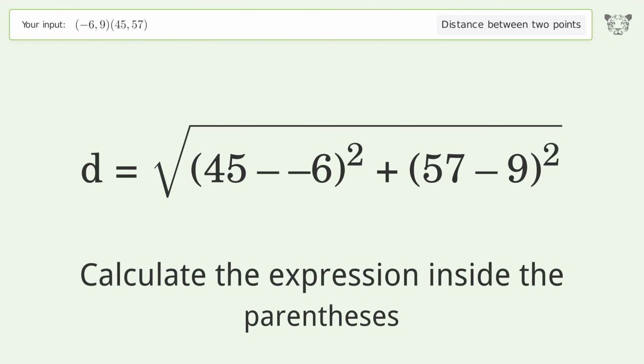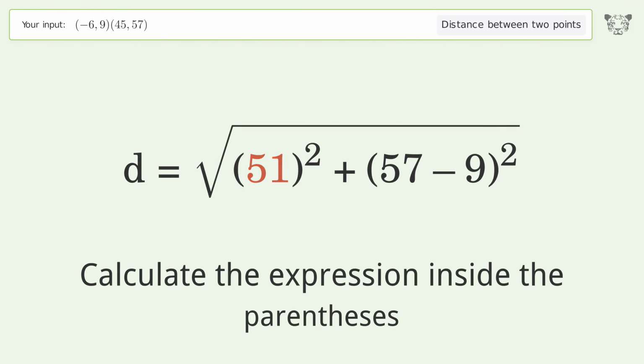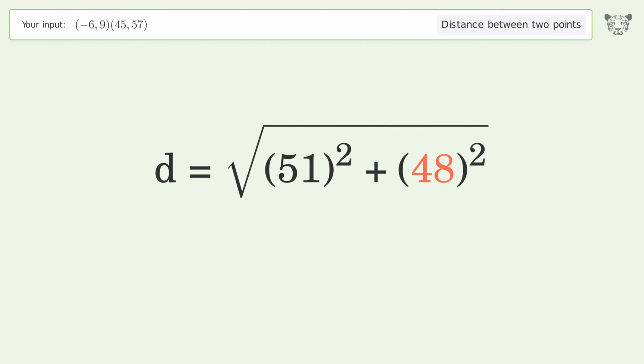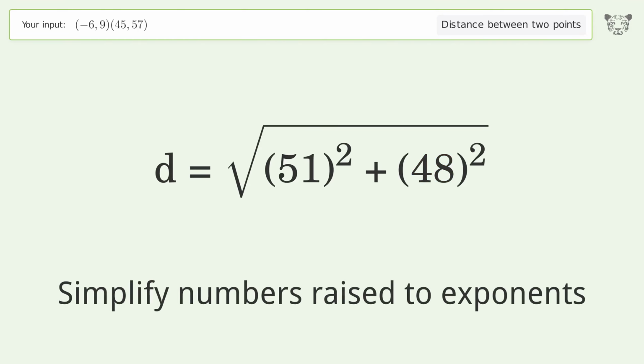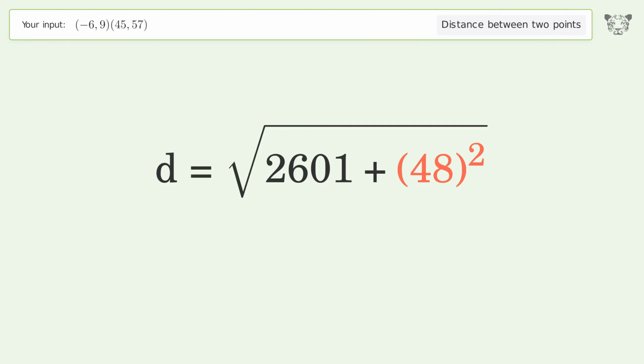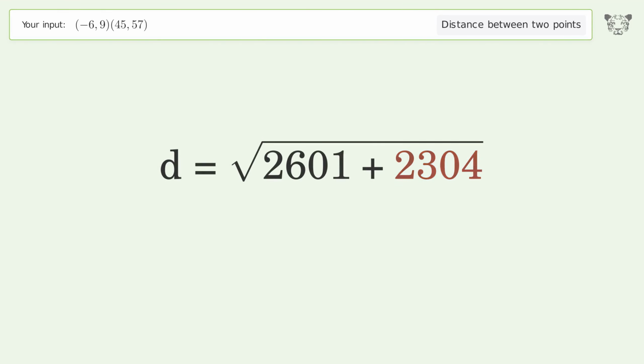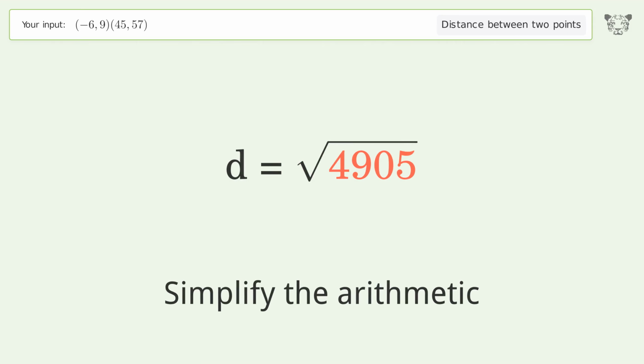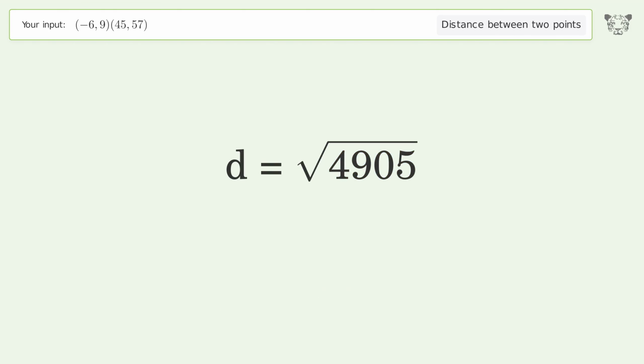Calculate the expression inside the parentheses. Simplify numbers raised to exponents. Simplify the arithmetic. And so the distance between the 2 points is the square root of 4,905, or 70.036.